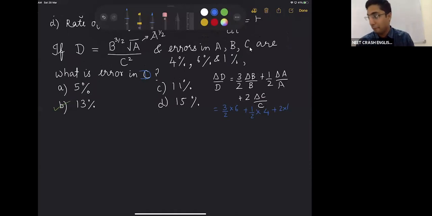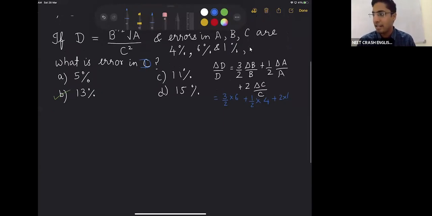If it was error in C, none of these are correct because none of the options are given. But delta D by D is what I wanted to ask, because error in C is already given in the question. So it was a misprint on my side. The correct answer should be error in D.